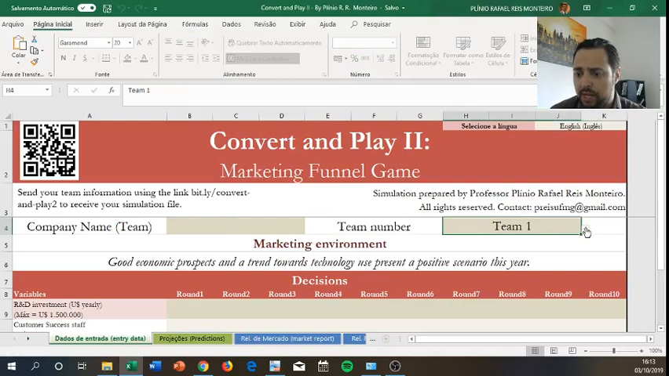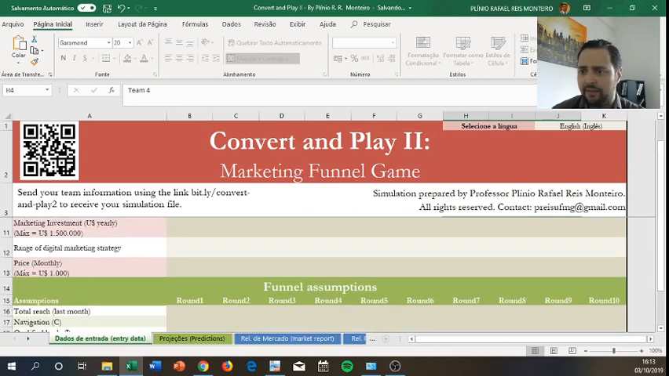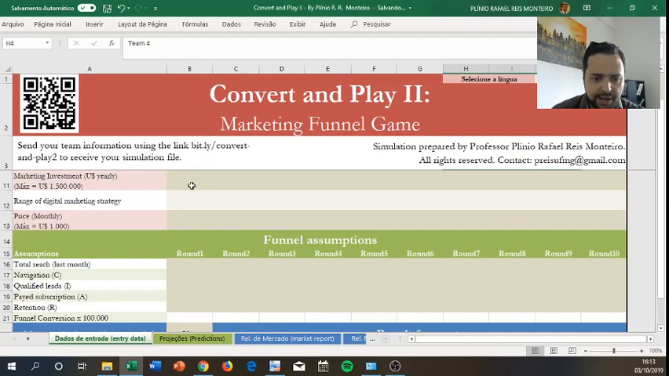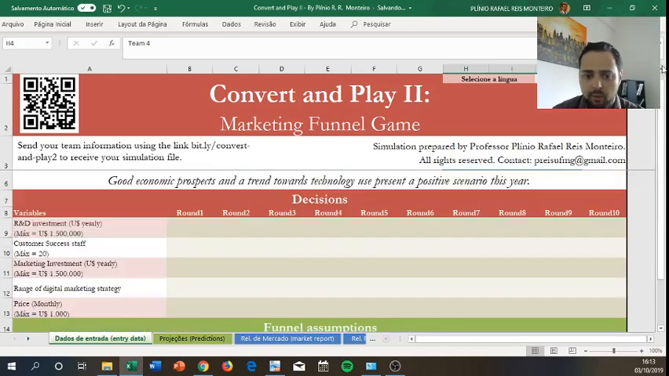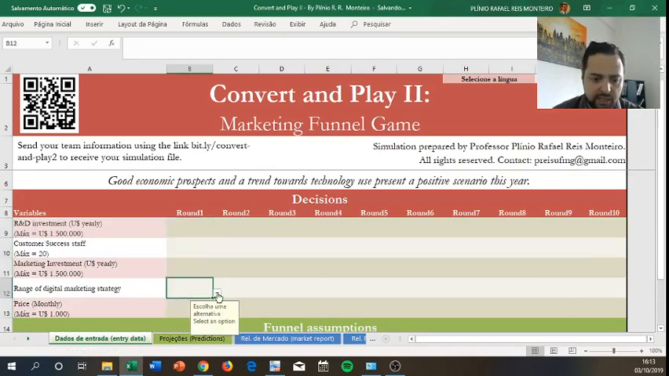Suppose that I'm going to be here in the turn number 4. So I'm here using the Excel file that you have access to. And as you can see here, we have a place to put our marketing funnel assumptions, and you have here a way to put our decisions. So let's start with just 2 decisions.